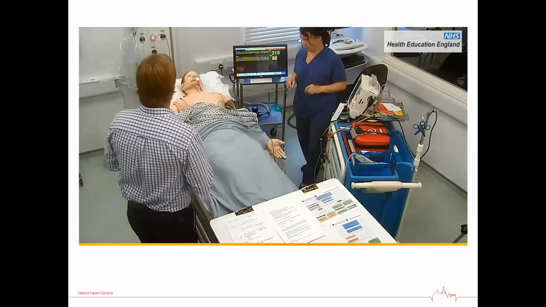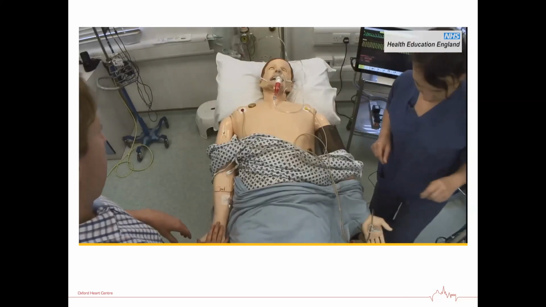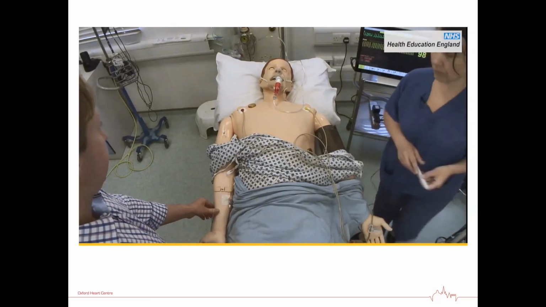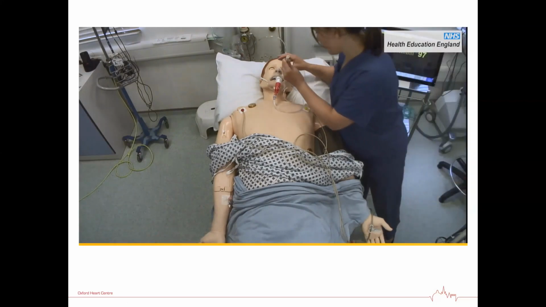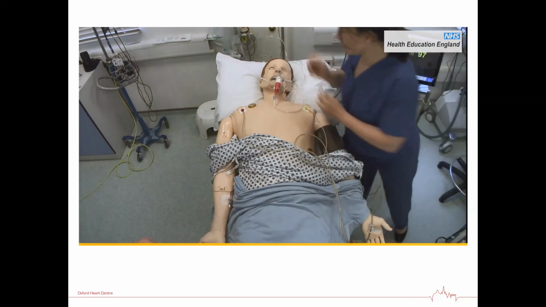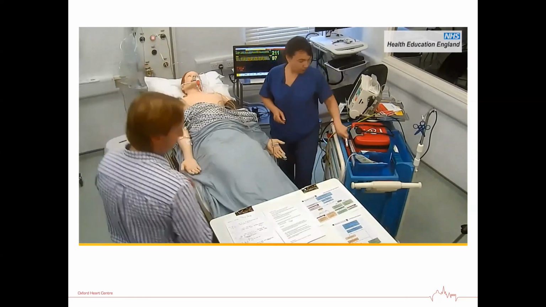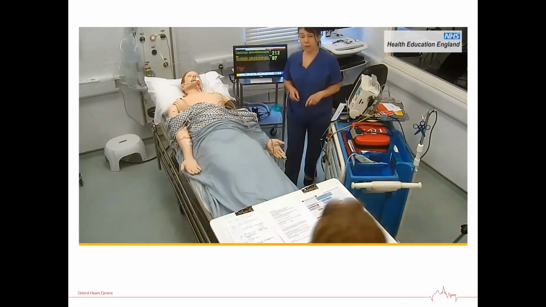So, hands are slightly cool. CRT is 3 seconds. You mind checking pupils for me, and then blood glucose. And the patient is A on the AVPU scale. Okay. Pupils are reacting, and I've done a blood glucose, and it's 5.6.